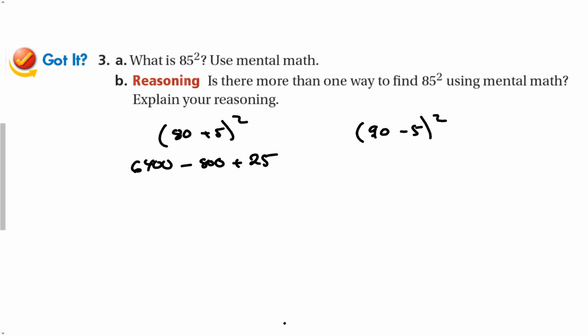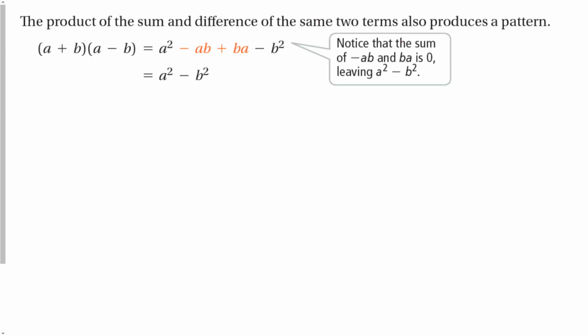This subtraction is pretty simple, right? 6400 minus 800 is 5600, plus 25 to give me 7225, or 72.25, right? Yes. And same with 90 minus 5.